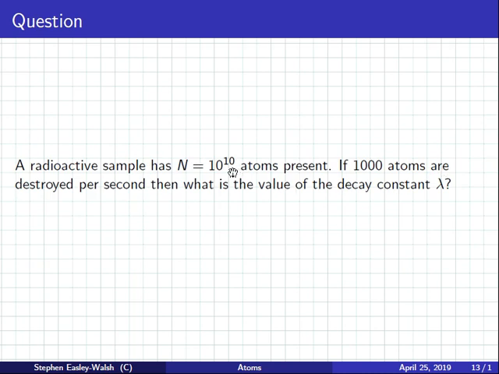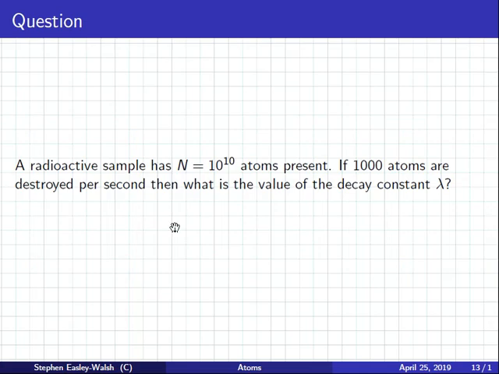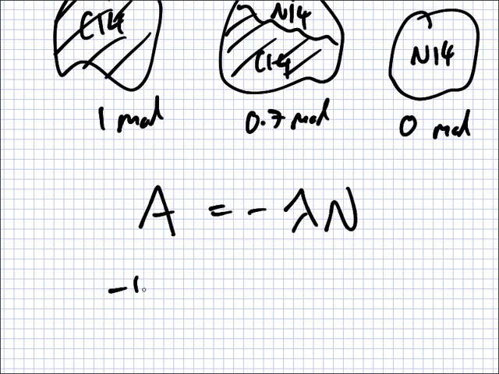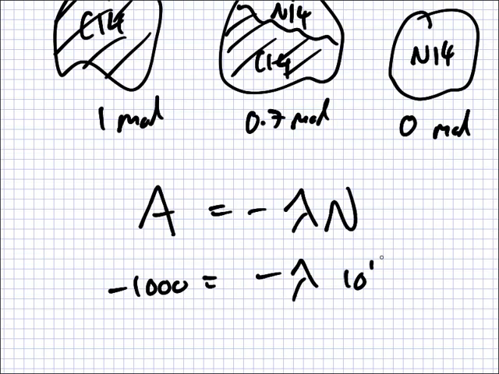N is 10 to the 10. If 1,000 atoms are destroyed per second, then what is the decay constant? Well, again, simple formula. You can just say A equals minus lambda N. What's the A here? Minus 1,000. You lost 1,000. What's the N? 10 to the 10.